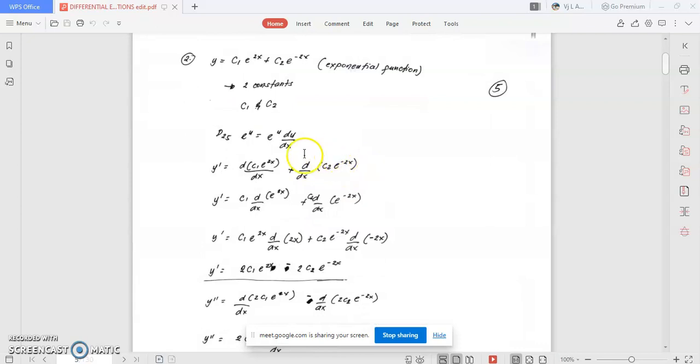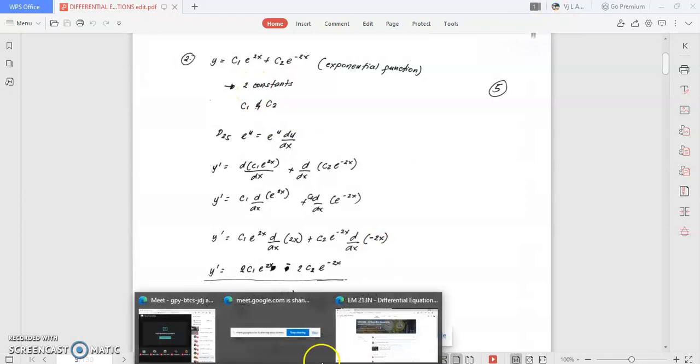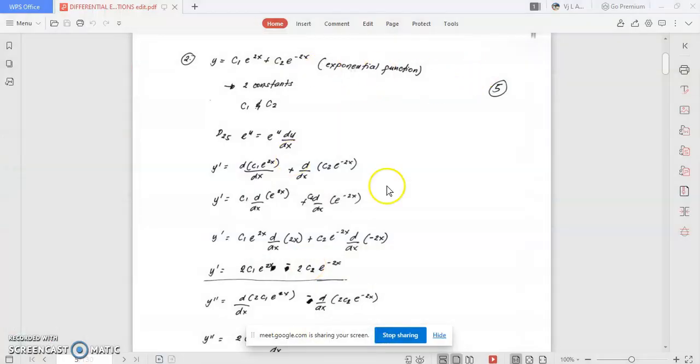So let's continue. This is the process. I just write this one, but if you are well versed with differential calculus, you could actually get the answer directly, which is y prime equals 2c sub 1 e to the power of 2x minus 2c sub 2 e to the power of negative 2x. So let's open a Jamboard so that we could show this to you.